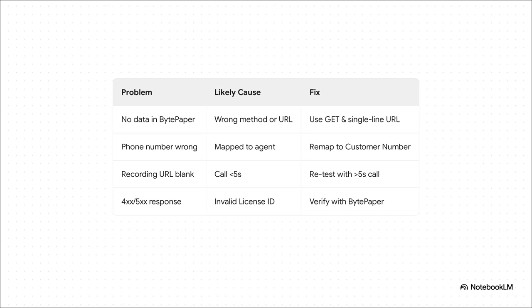If no data shows up at all, it's almost always a tiny typo in the URL, or maybe the wrong method was selected. If you're seeing your agent's number instead of the customer's, that's just a quick fix back in the parameter mapping. And if that recording link is blank, your test call was probably just a bit too short. Try one that's over 5 seconds. And finally, if you see any kind of server error, that usually points to the license ID, which the BytePaper support team can verify for you in a snap.